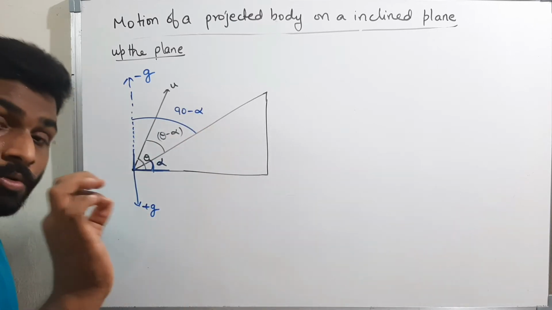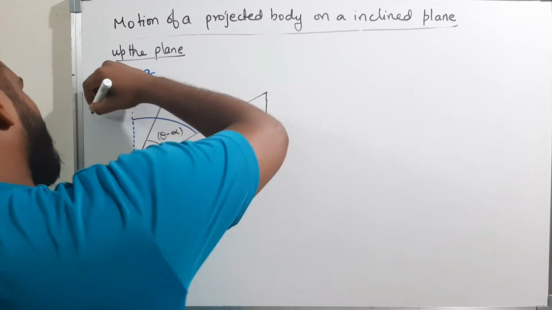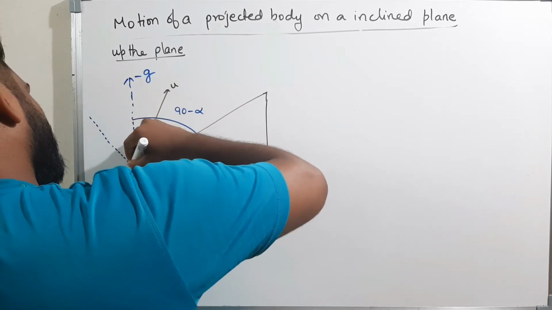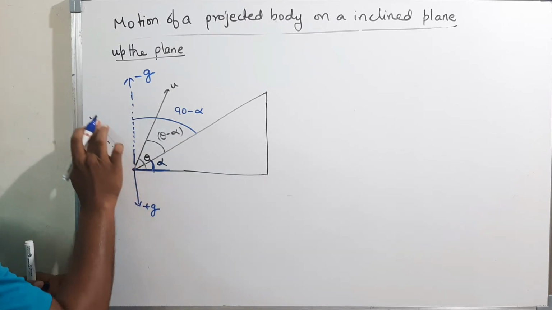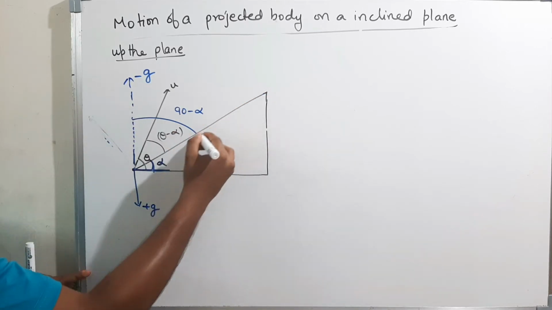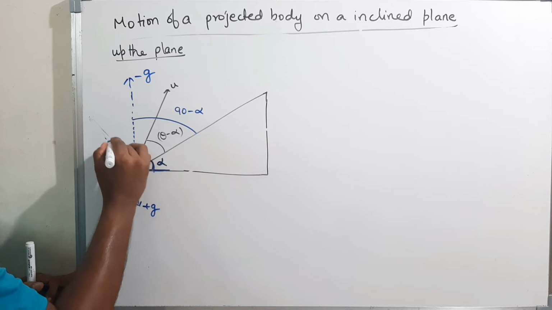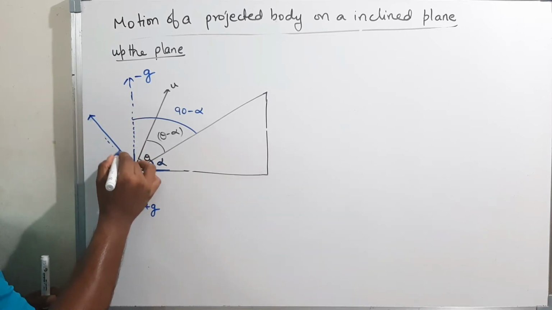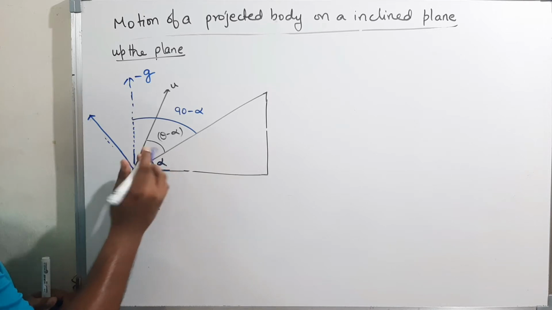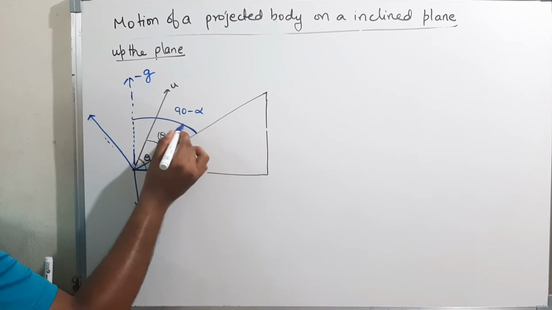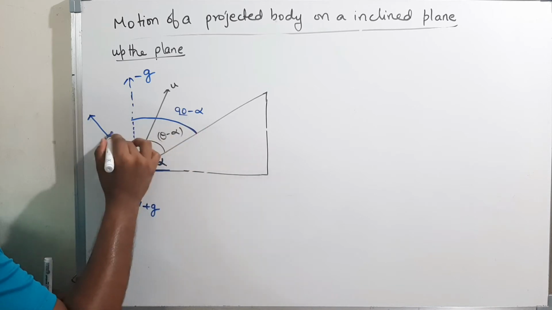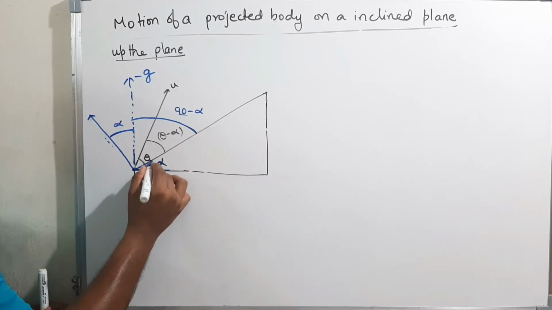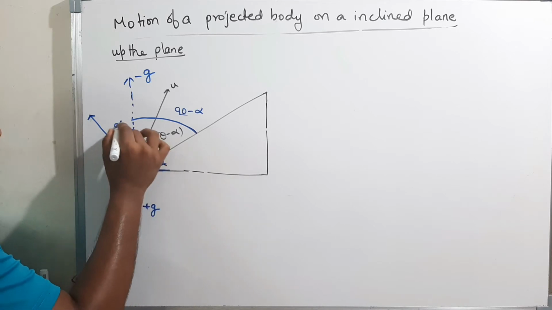Now I am drawing one more line, perpendicular to this plane. The angle between this line and this plane is 90 degrees. Now from here to here it is 90 minus alpha. What is this angle? This angle is alpha. Therefore if the angle here is alpha, then here also the angle is alpha.